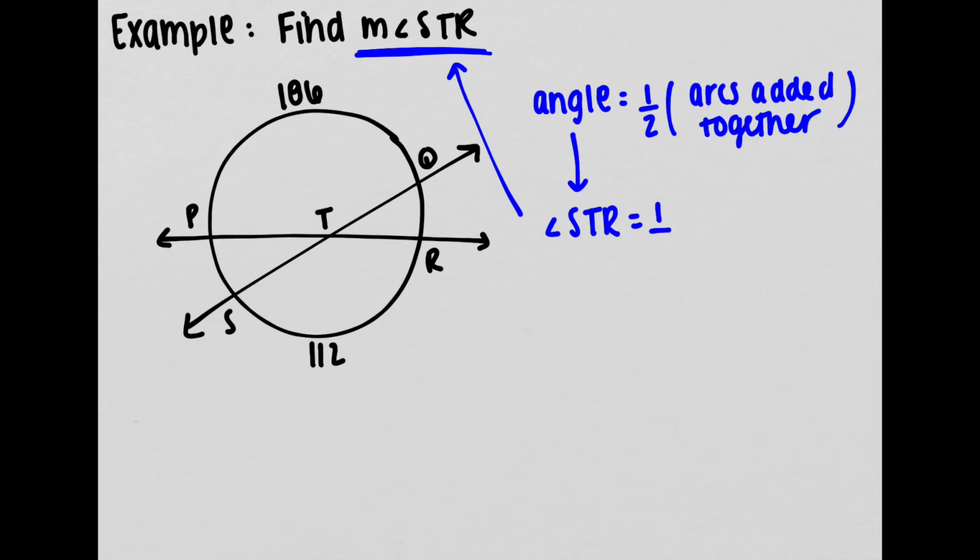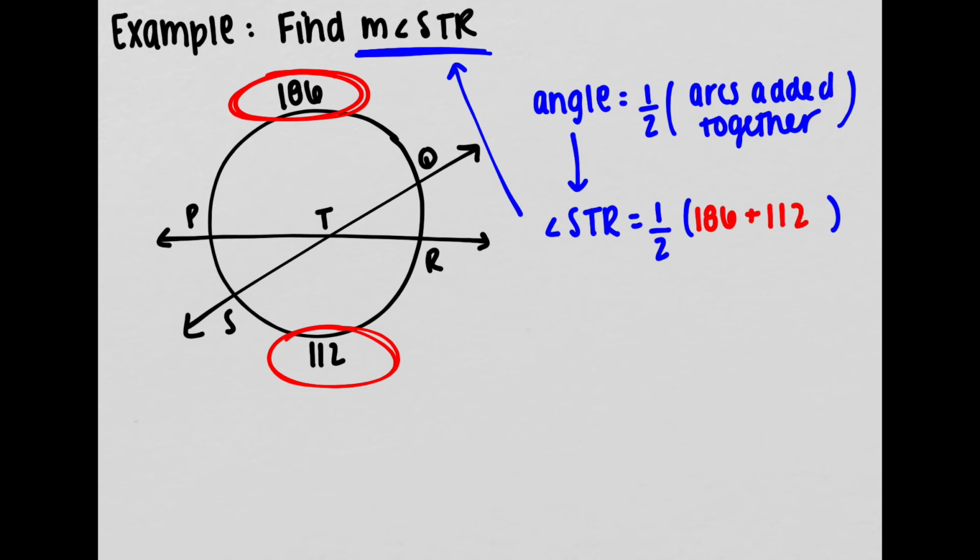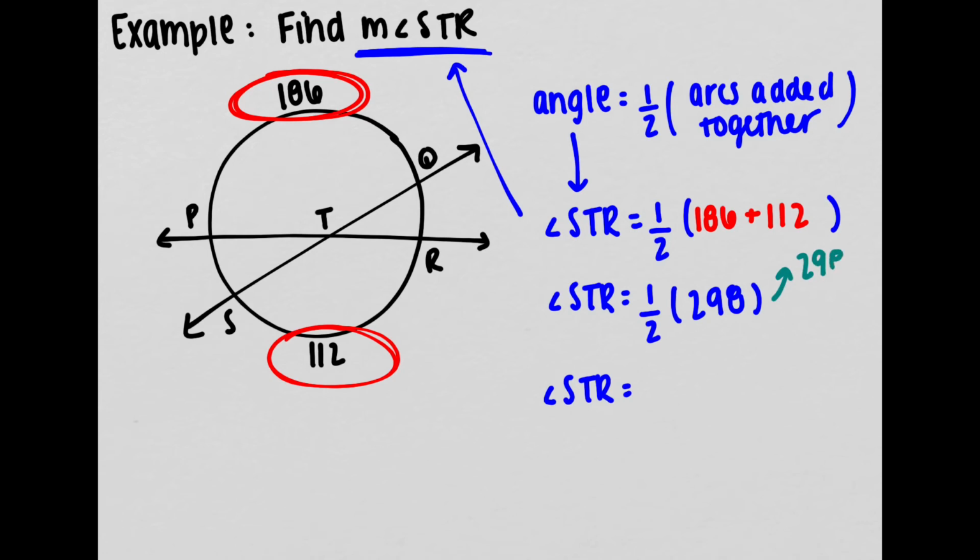And it's equal to 1/2 times, I need to figure out what my arcs are here. And again, they're given to us, 186 and 112. So I'm going to add them together, 186 plus 112. And now I can start simplifying. So the angle STR is equal to 1/2 of 186 plus 112, which gives me 298. Again, if you want to plug it into your calculator just like this, it'll give you an answer, or you can plug it in as 298 divided by 2, whichever one is easier for you.